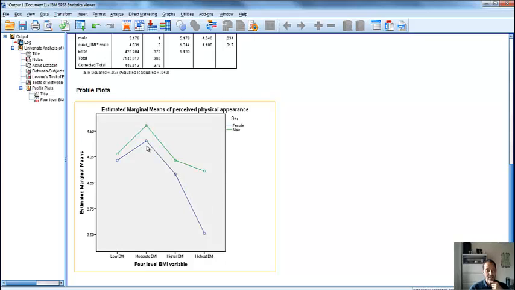Overall, there certainly seems to be a drop. The high point was moderate and the low point was highest BMI. That's what we saw in the One-way ANOVA, that those 2 were significantly different.